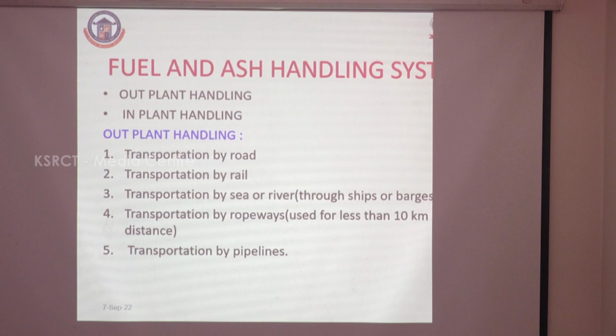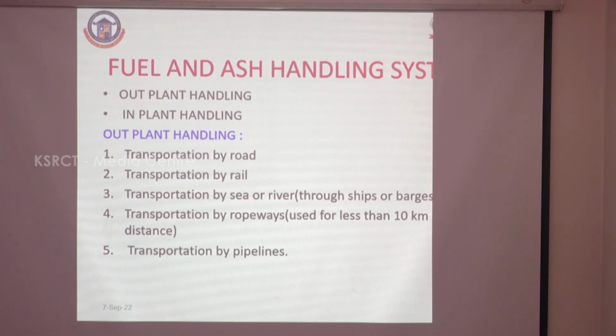First, I will explain transportation by road. Transportation by road means the rail facilities are not available, and only the lorry moves the coal from one place to another place. This is called transportation by road. Next, transportation by rail. Plenty of coal is available from Jharkhand, so from Jharkhand to Tamil Nadu, transportation by rail is possible. This is the method for transportation by rail.